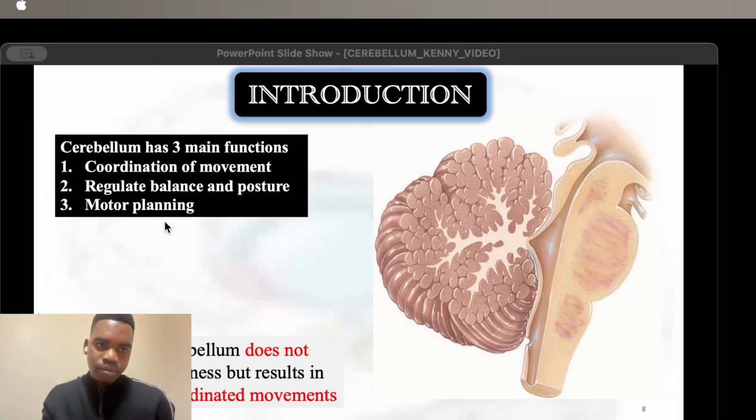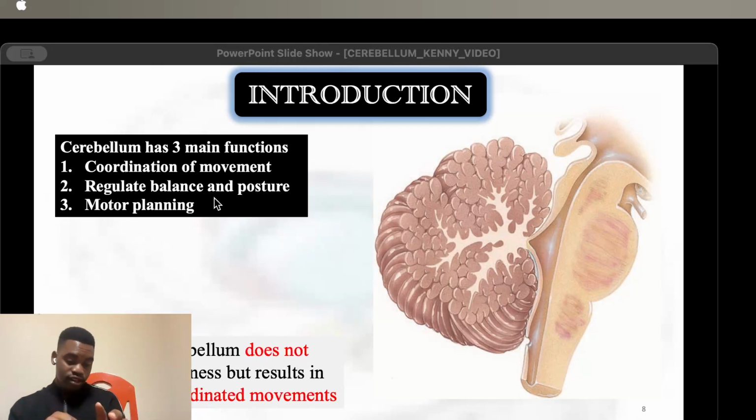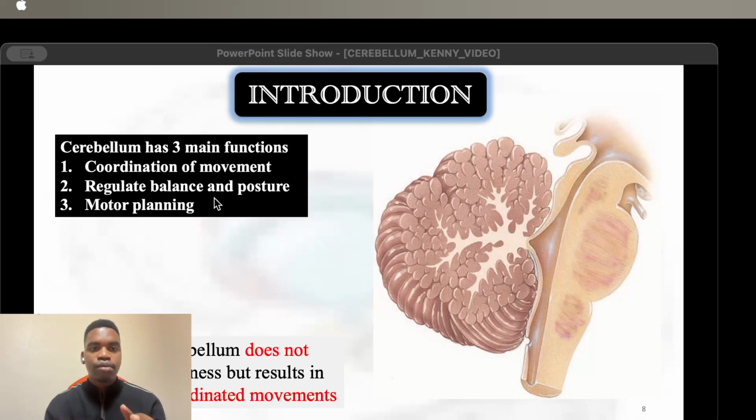It also helps in regulation of balance and posture, in collaboration with the vestibular nuclei, which are found in the brainstem. It also helps with motor planning, in collaboration with the cerebral cortex. So this will form a basis of functional classification.